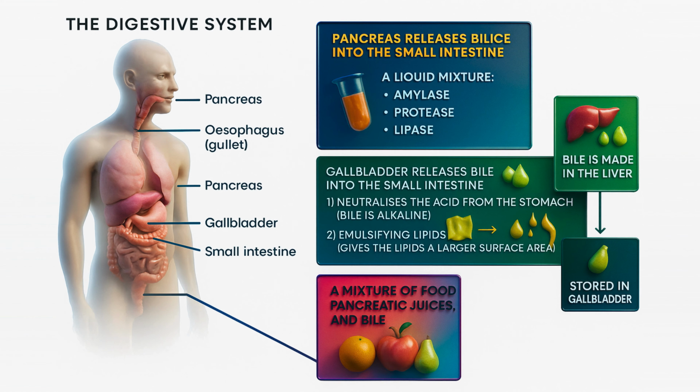Firstly, it neutralizes the acidic mixture coming from the stomach, because bile is alkaline, creating a more suitable pH environment for the enzymes to work effectively. Secondly, bile emulsifies lipids, meaning it breaks large fat droplets into smaller droplets, which increases the surface area available for the lipase enzymes to act on. Once these enzymes have done their job, digestion is largely complete and absorption can begin.